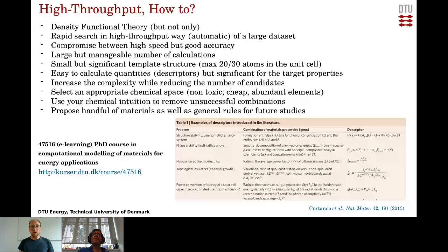And then, if you can, use your chemical intuition to remove unsuccessful combinations. And at the end, you have a full handful of materials to suggest for more general studies, for example, a more in-depth study from theory or from experimental synthesis. There are a few papers; here is one example, where they show examples of descriptors.